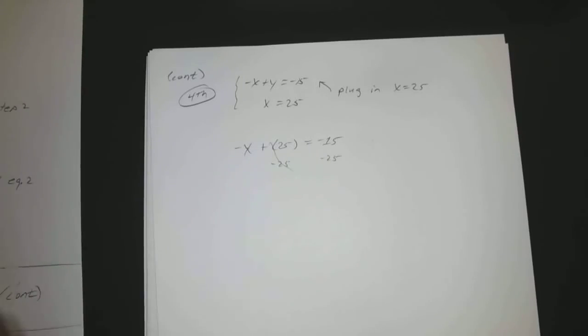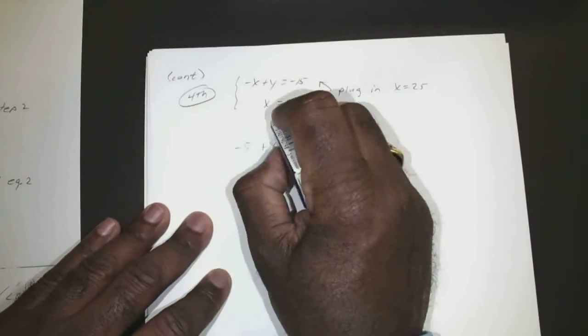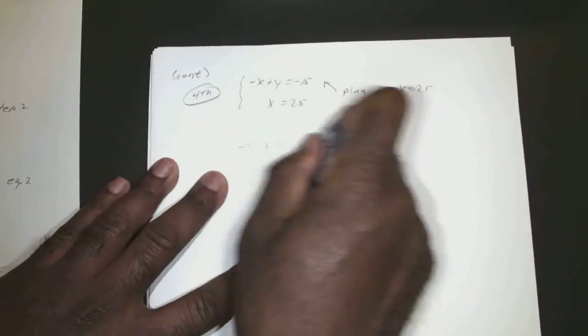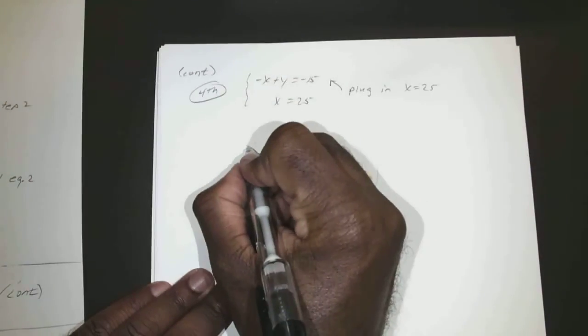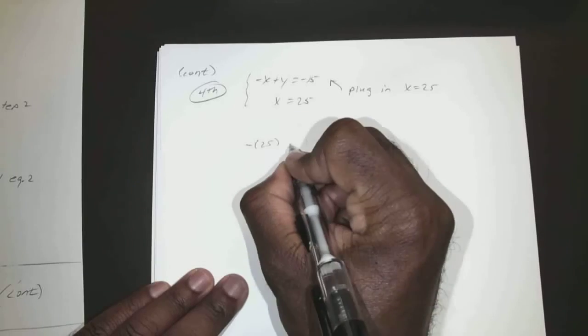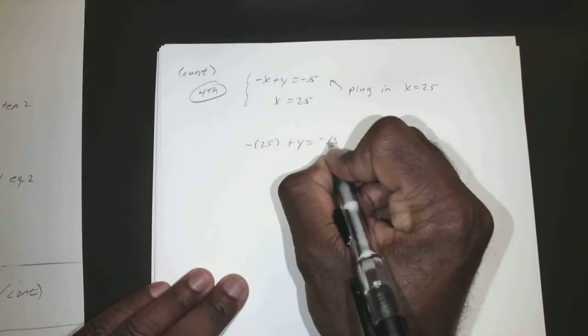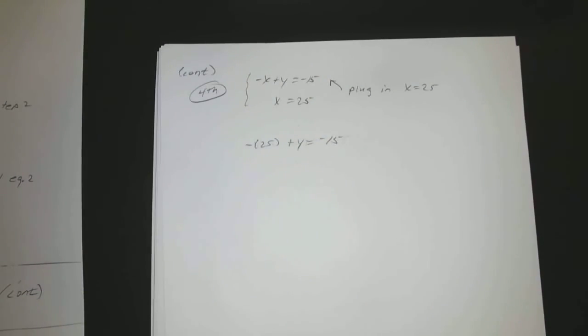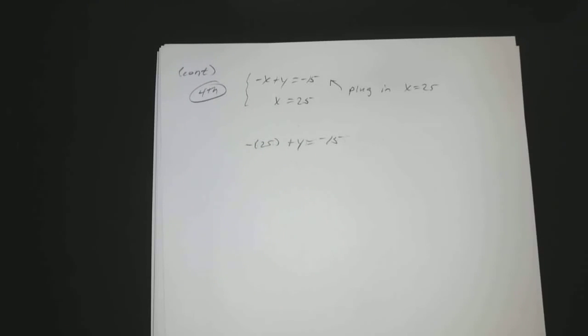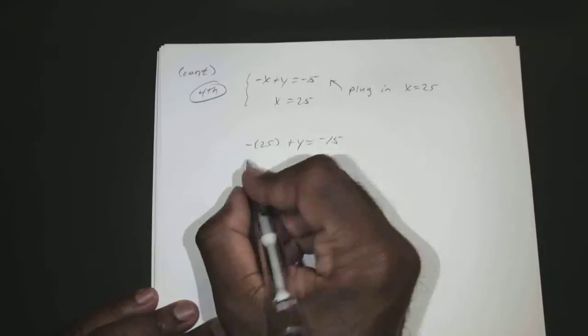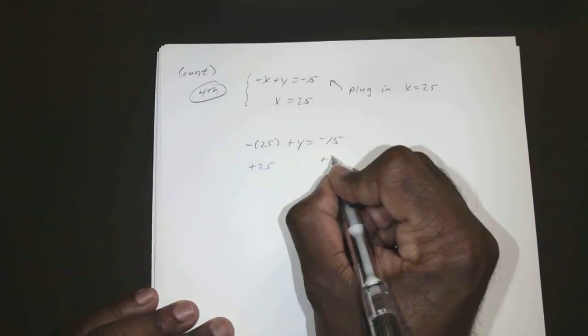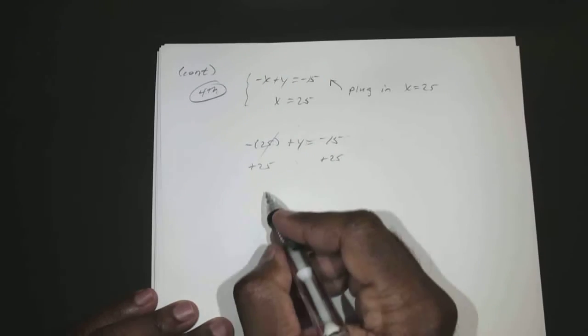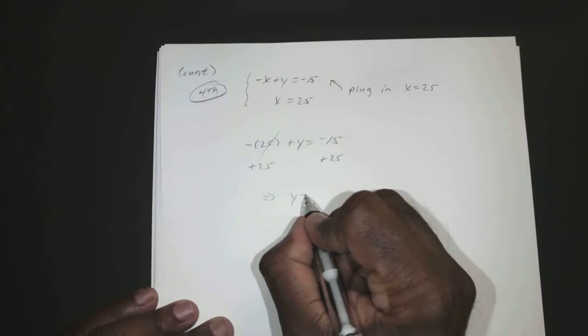Where's my eraser? Here we go. I should replace the x and not the y. So give me one quick second. There we go. So that's negative 25 plus y equals negative 15. If we go ahead and add 25 to both sides, we end up with y equals 10.